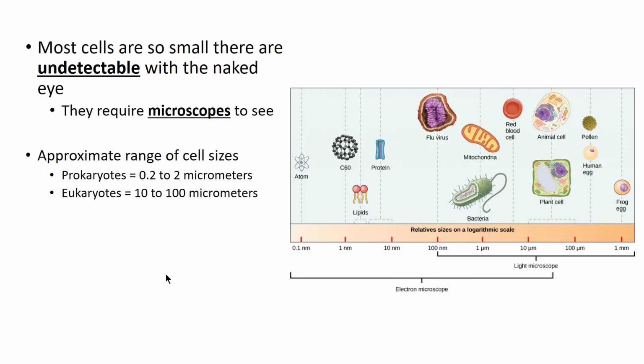So as I mentioned, most cells are undetectable. You could probably imply this, but to state it specifically, they require a microscope to see them. And even then, it's not always that you can see everything with a microscope. There's lots of different types of microscopes, but microscopes in some capacity are almost always needed to see a cell. So when we start looking at some of these numbers here, prokaryotes are usually a fraction of a micrometer, anywhere from 0.2 to 2 micrometers.